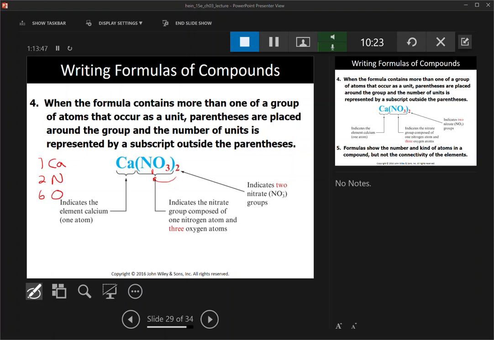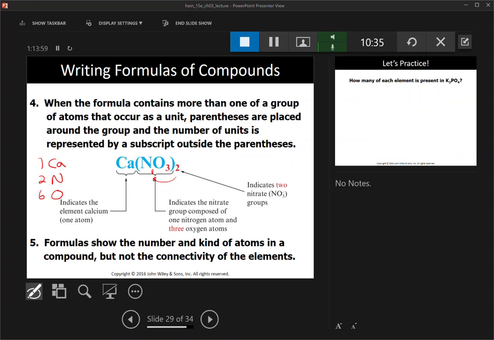Now, one other thing to mention here is that these formulas of compounds tell you what type of elements and how many of each are in your compound, but they don't actually tell you how these elements are connected to each other. In order to see how they're connected, we have to look at their structures, their Lewis structure, which we will talk about later.